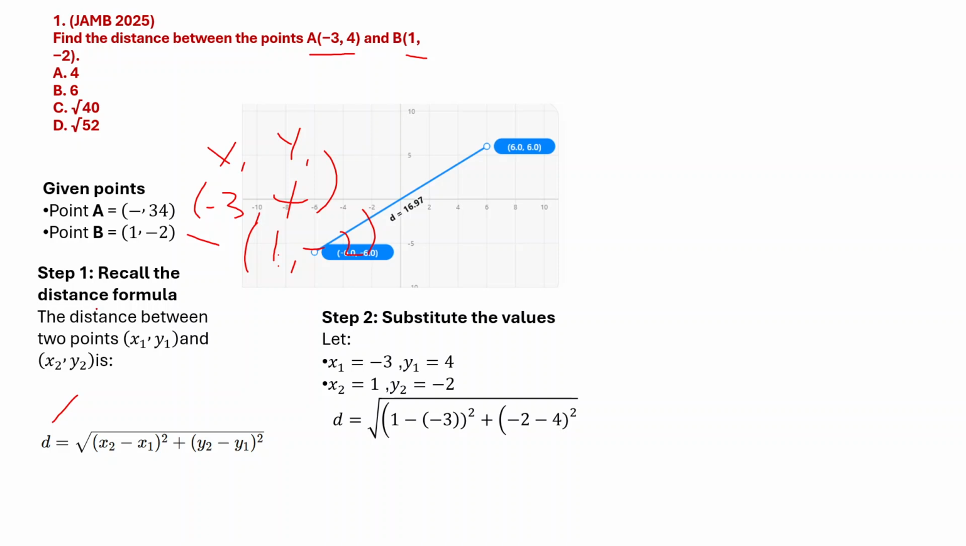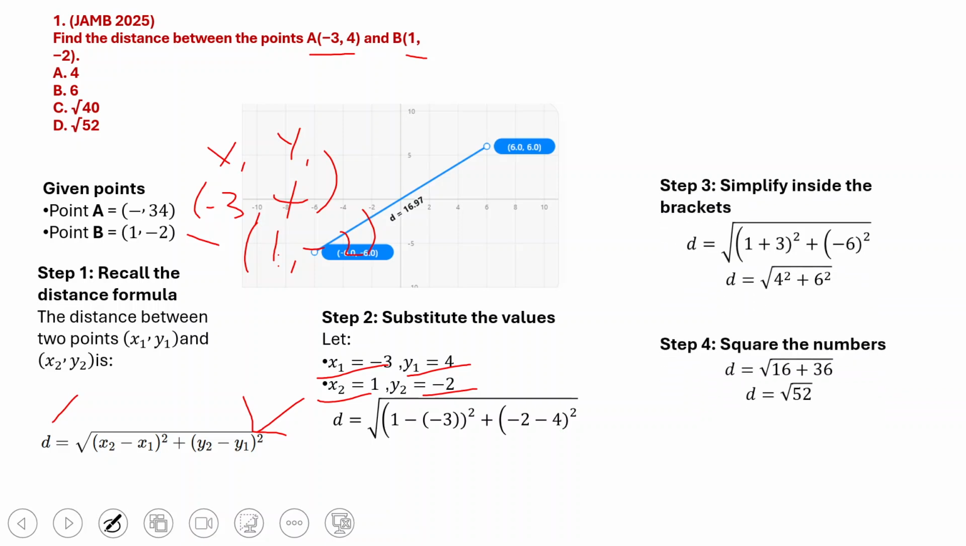So we'll quickly substitute into the equation. Where we see x1 we have minus 3, x2 we have minus 1, y1 we have 4, and y2 we have minus 2. So we'll put that in the equation. By the time you put it in, you have d is equal to the square root of open bracket 1 minus, and then open another bracket minus 3, all squared, plus open bracket minus 2 minus 4 all squared.